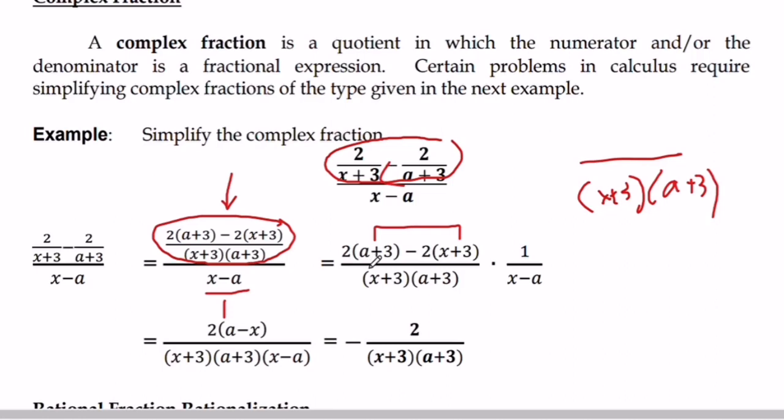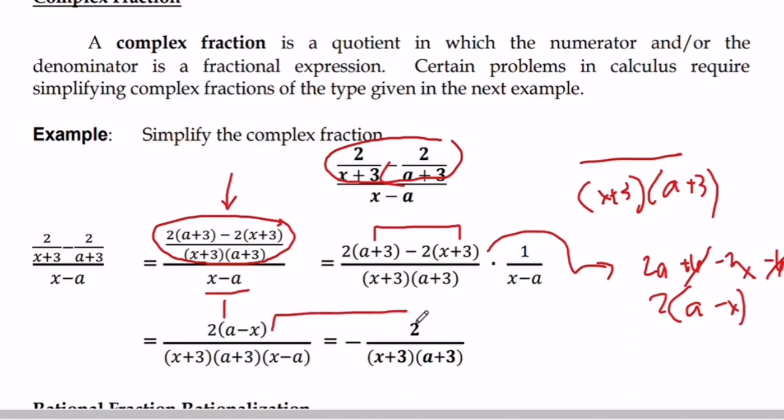After that, let's simplify these terms. We have 2a times 6, so this is 2a plus 6 minus 2x minus 6. So 6 minus 6 is 0, and what we have is 2a minus 2x. Since what we ask here is the simplest form, we need to factor out 2 and outside a minus x. So this is our numerator, and then our denominator is x plus 3 times a plus 3 times x minus a.